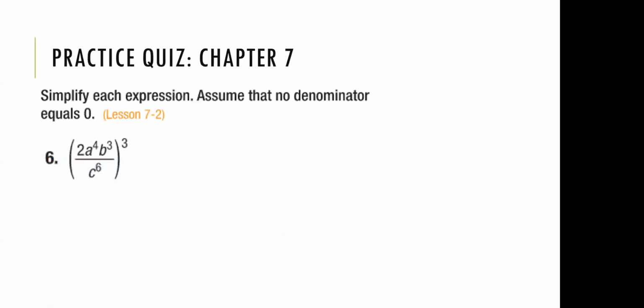All right, so let's look at a couple of problems here. So the first one, we're raising all of this to the 3rd power. So every term in the numerator and the term in the denominator, we're raising that to the 3rd power. So 2 to the 3rd power, a to the 4th times 3, because we're raising a power to the power, and then b cubed times 3, and then c to the 6th times 3 as well.